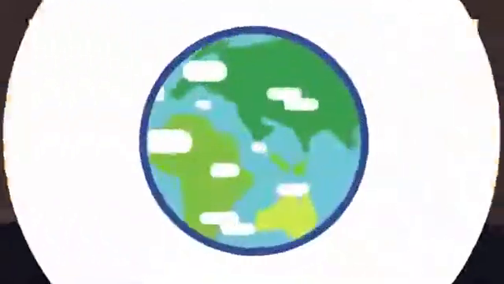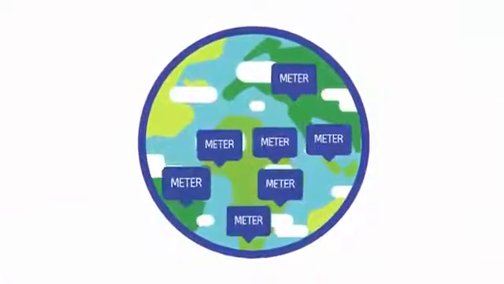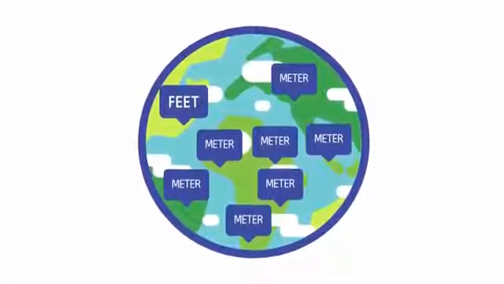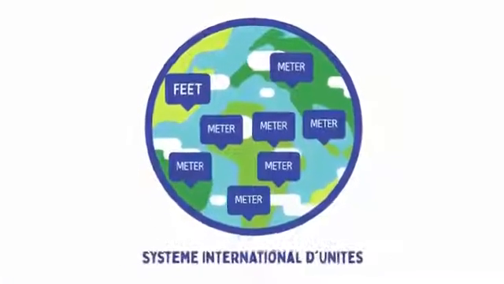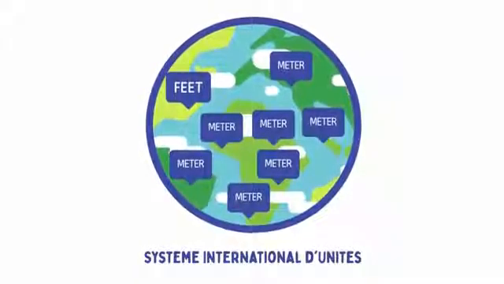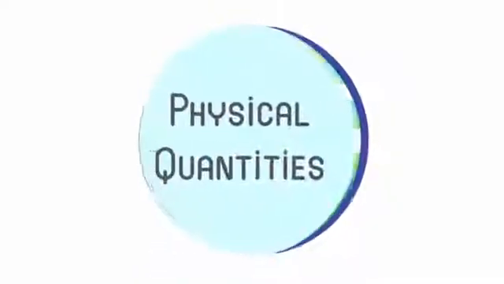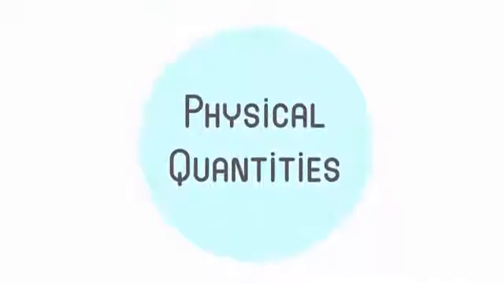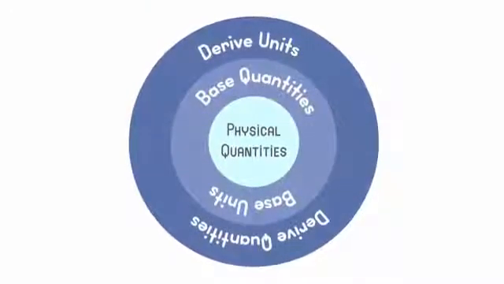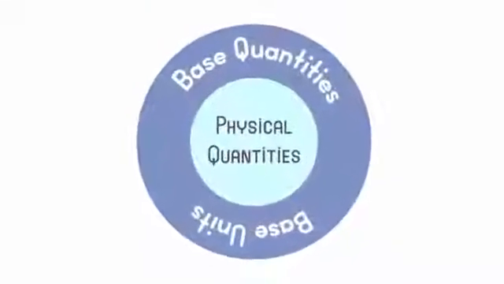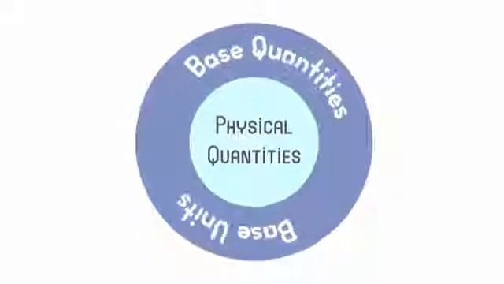So what happened? Scientists met at Paris for the 11th conference, and they made a new system such that they have a similar kind of property, and that system was known as Systems International Units, or we call it SI unit or SI system. Now moving on to physical quantities, we will see first the base quantities or base units.